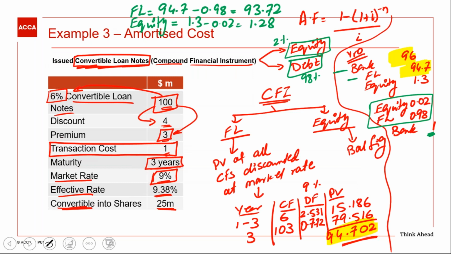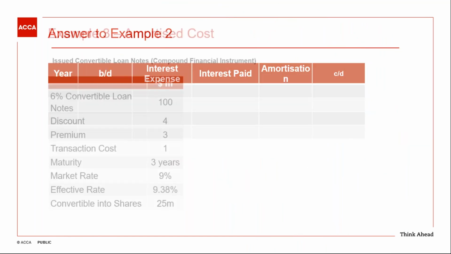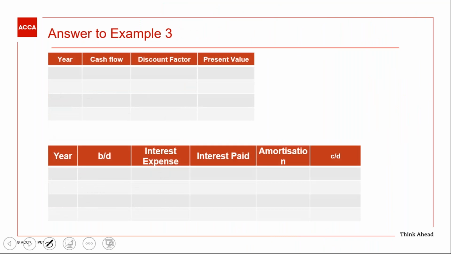Crystal is saying, so 93.72 and 1.28 would be the amount in the financials. Yes, exactly, Crystal. Sumaira is saying, so this whole entry will be written in the compound financial instrument. Yes, Sumaira, this whole entry relates to the compound financial instrument. Now let's move on to the next slide so that we can complete this example, and then we will be taking the break.